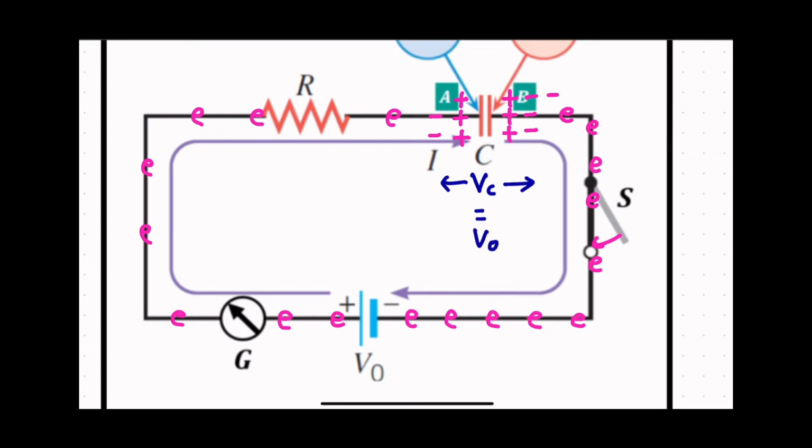Sampai bila proses ni berlaku? Sampai voltage across capacitor is equal to the value of voltage supply. Kalau supply you 9 volt, so dia akan berlaku proses charging ni sampailah 9 volt voltage across capacitor dia. Okay, sebab bila voltage these two adalah sama, so elektron dah tak boleh bergerak. Sebab dia dah tak ada potential drop dekat sini.